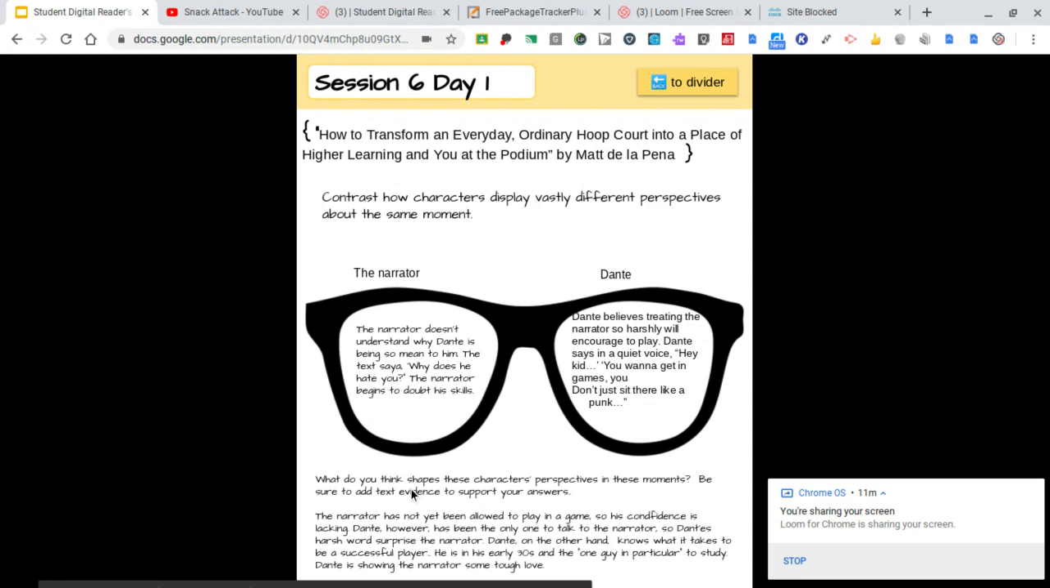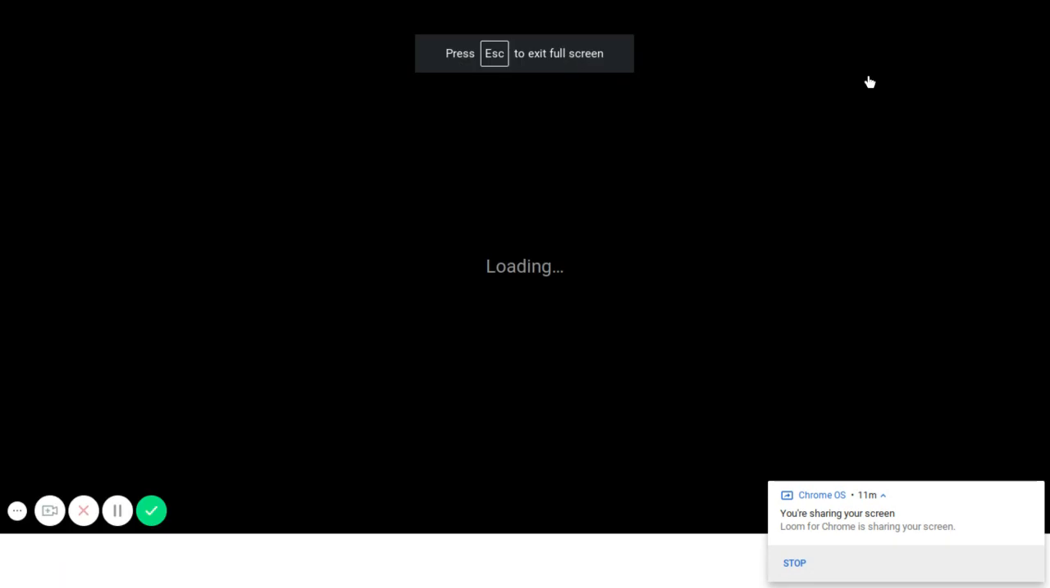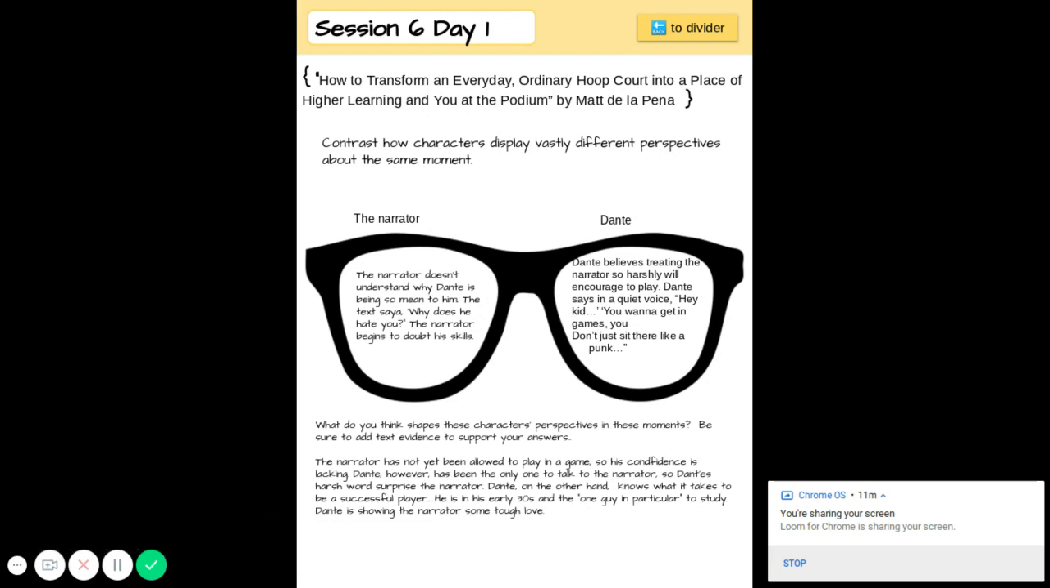The narrator has not yet been allowed to play in the game, so his confidence is lacking. Dante, however, has been the only one to talk to the narrator, so Dante's harsh words surprise the narrator. Dante, on the other hand, knows what it takes to be a successful player. He is in his early 30s, and the one guy in particular to study. Dante is showing the narrator some tough love.